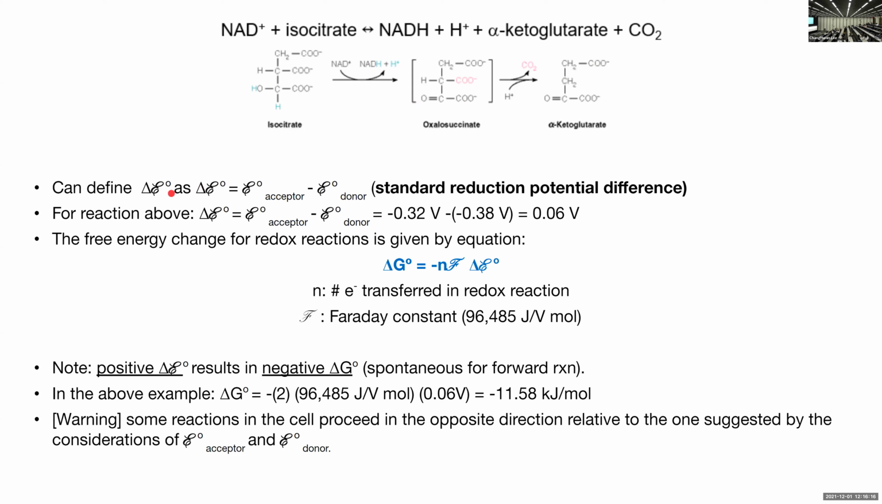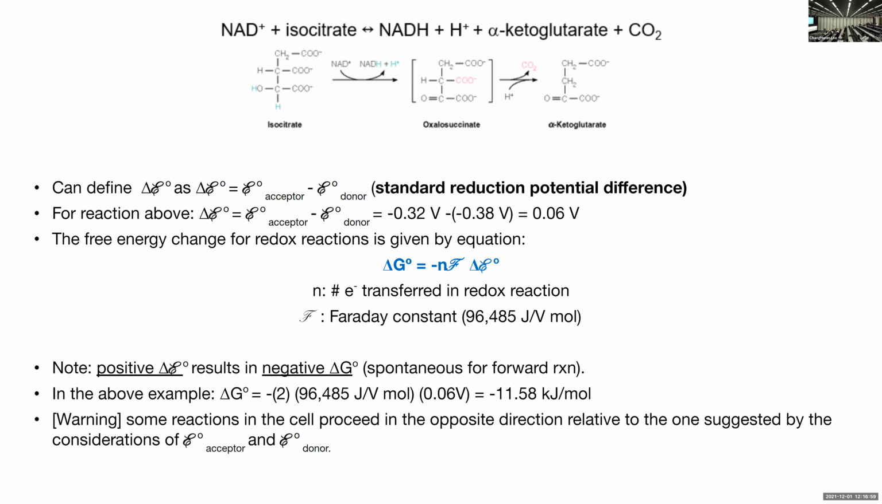But now let's think about this delta E naught value more closely. We can actually get their differences, and it's called the standard reduction potential difference, where you subtract the E naught value of the donor from the E naught value of the acceptor. When you apply those numbers, you get a positive value, 0.06 volt. And there's an equation that relates this delta E naught to delta G naught, so you can relate the standard reduction potential difference to the free energy.